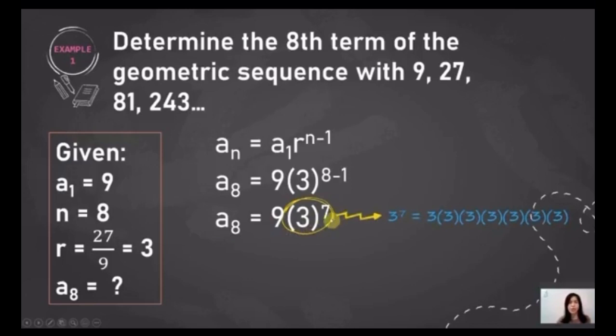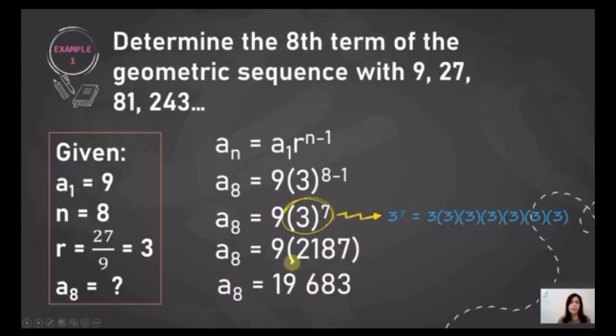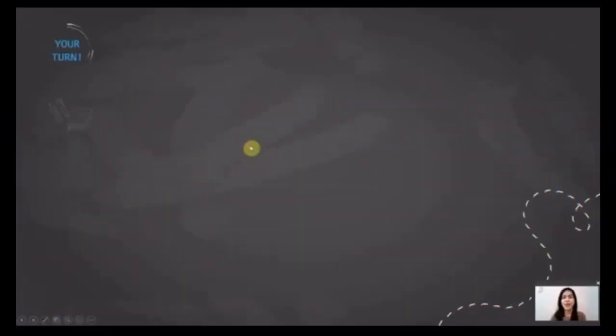How are we going to evaluate 3 raised to 7? It's multiplying 3 seven times to itself. So, 3 times 3 times 3 times 3 times 3 times 3 times 3. That becomes 2,187. So a sub 8 now, 9 times 2,187 is 19,683. So that is now the answer. The 8th term of the geometric sequence 9, 27, 81, 243 is 19,683.